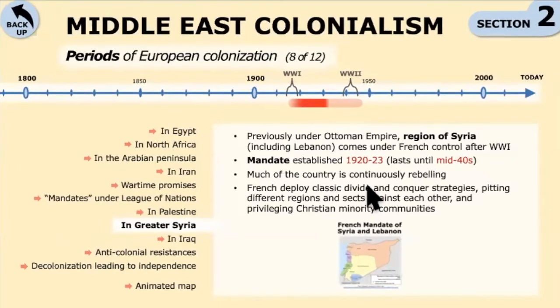During that whole time, much of the country was in rebellion. And at the same time, the French deployed classic divide and conquer strategies, pitting different regions and different sects against each other, and privileging Christian minority communities into positions of power, all of which served to keep the country somewhat divided and incapable of a unified opposition.